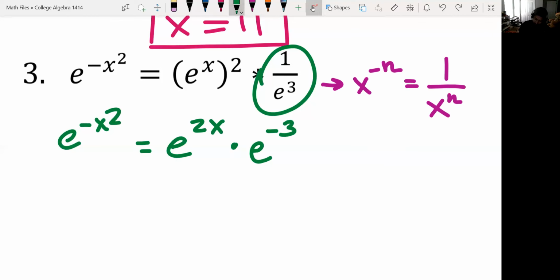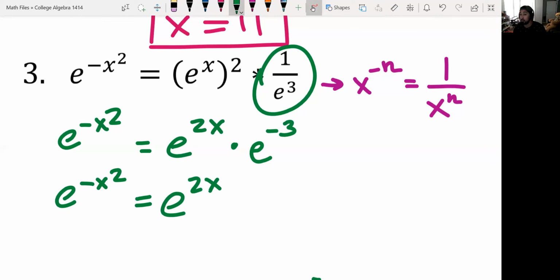Okay. And then, same base on both sides, we have another exponential property. If you have the same base, you add the exponents together. So you'll get e to the 2x plus negative 3, or we can just leave it as e to the 2x minus 3.